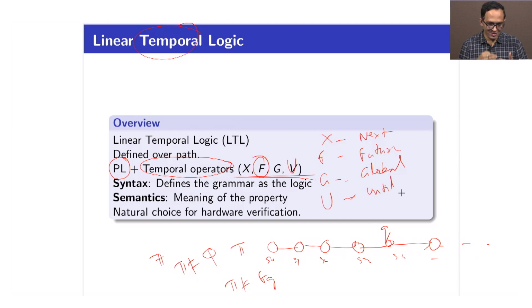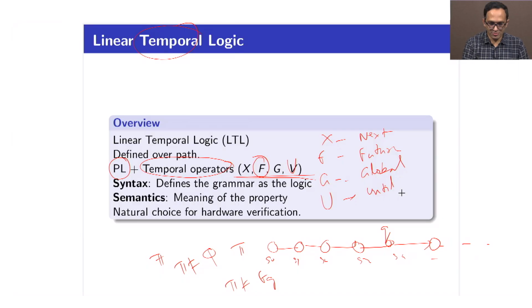Whenever you discuss paths, it actually captures time, so your property should also capture this timing behavior. Something is happening here and in future something will happen, or in the next state something will happen, or something is holding until something else will hold, and so on. That is why these four temporal operators are needed, and they are good enough to represent all kinds of properties.